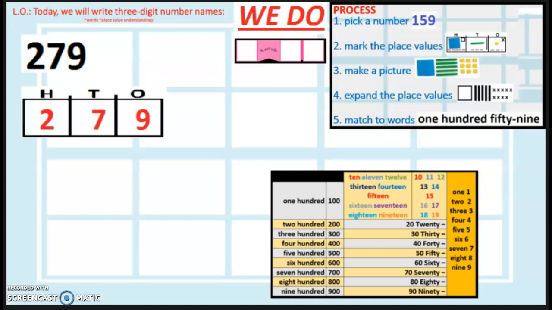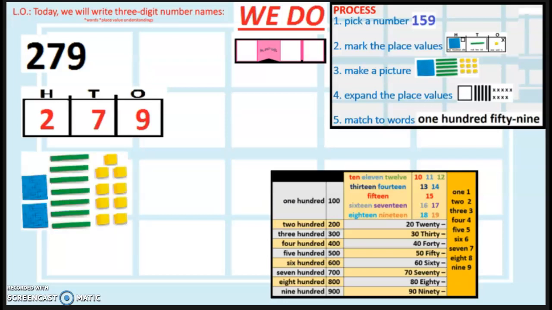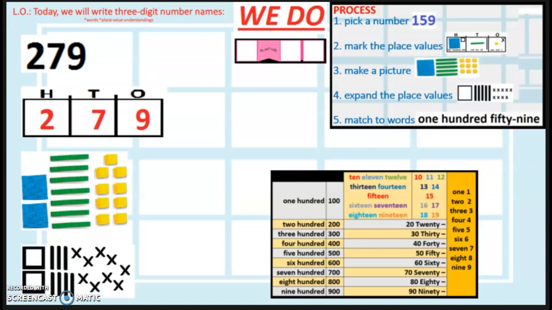Alright, so we're back. 279, we're going to mark the place values, 2 hundreds, 7 tens, and 9 ones. Check your answer as we go. Next, we're going to make that picture. So 2 hundreds, 2 flats, 7 tens, 7 rods, 9 ones, 9 unit cubes. Did you get that correct? Next, we're going to expand those place values and just put the symbols. They should match exactly to the previous picture with the manipulatives. Did you get that one right?